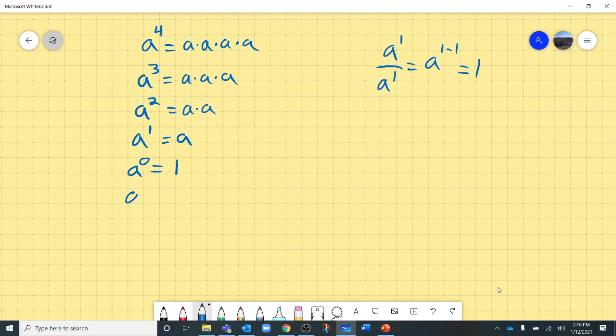Okay, how about a to the negative 1? And we've already gone over this property, but think about it again. We're taking our previous one and we're dividing by a. So a to the negative 1 would be 1 over a. A to the negative 2 is 1 over a times a. And we can keep going with that. Okay, I just wanted to show that as a side note.